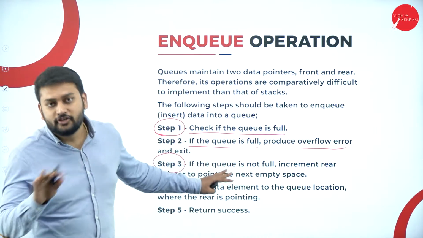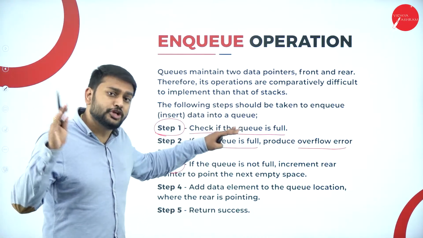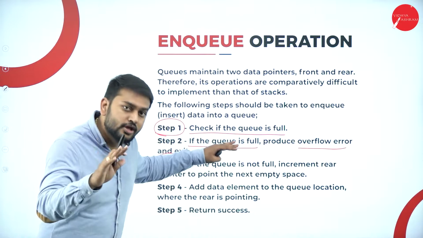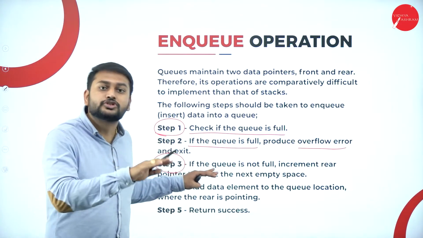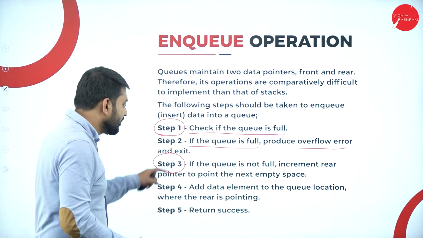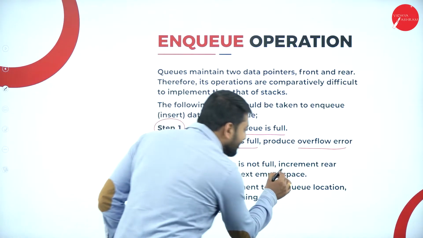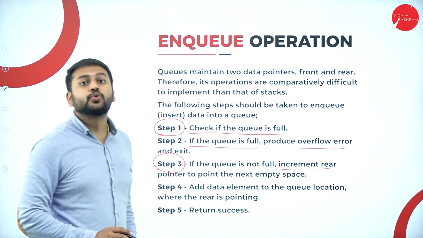So what happens with step 3? First I have to check whether the queue is full or not. Fine, you have checked it. For the third step, suppose the queue is not full, what should I do? Observe here: if the queue is not full, increment the rear pointer. That's what you have to do.